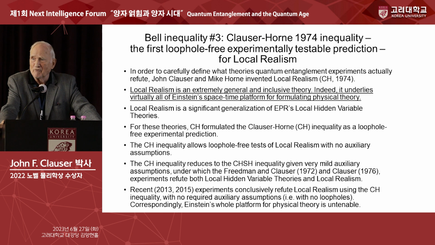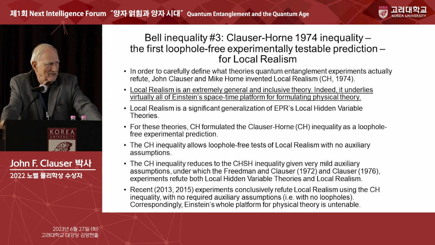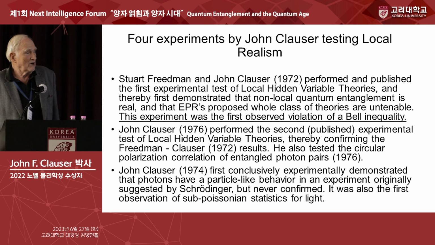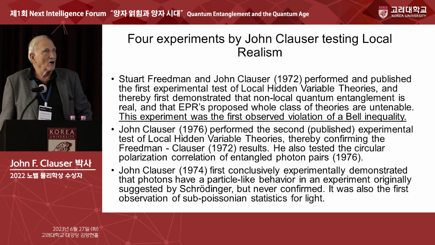So if you add all of the various earlier extra assumptions, then it reduces back to the CHSH inequality that we produced in 1969. It was very tough. It specified a very tough experiment to do. The technology in 1974 did not exist to do that, but it has since been tested.